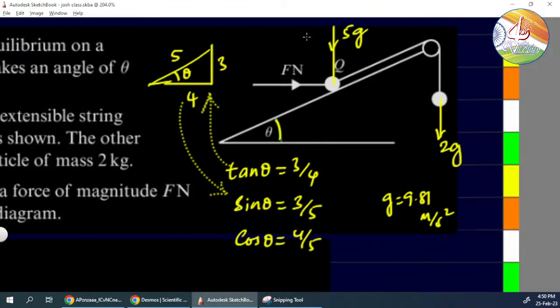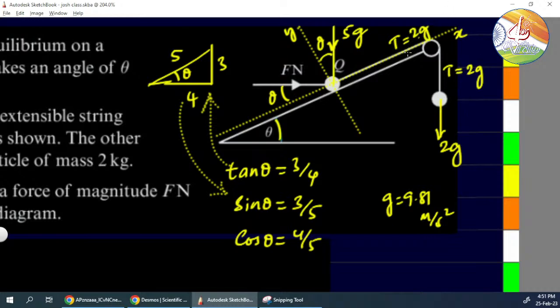For that, which method should we take? XY method, no? So this is our y-axis, and this will be our x-axis. Let's take it in dotted form. This is the x-axis and this is the y-axis. So this angle is how much? The angle of weight will be the same as theta, correct? And this angle is also theta because of alternate interior angles.